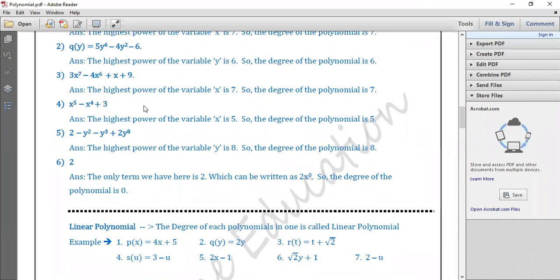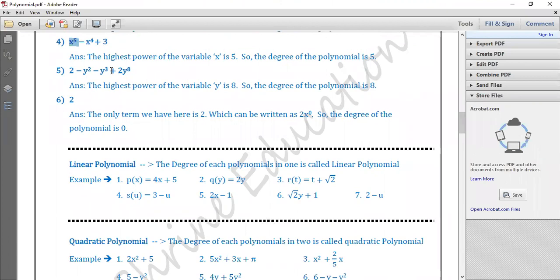Fourth one, x power 5 minus x power 4 plus 3. Here, this is the biggest one. So the highest power of the variable x is 5. So the degree of the polynomial is 5. Fifth one, 2 minus y square minus y cube plus 2y power 8. Here, this is the biggest power. So the highest power of the variable y is 8. So the degree of the polynomial is 8.